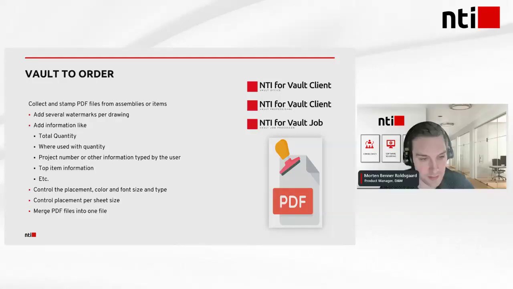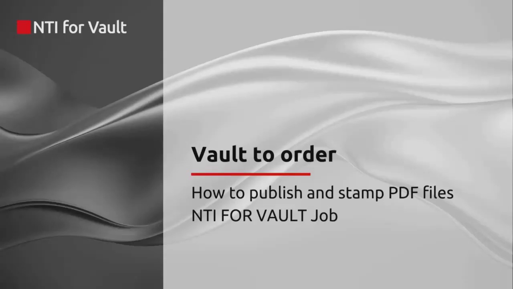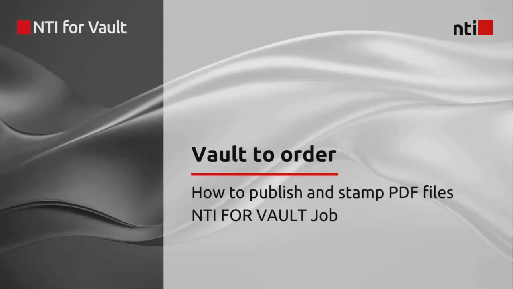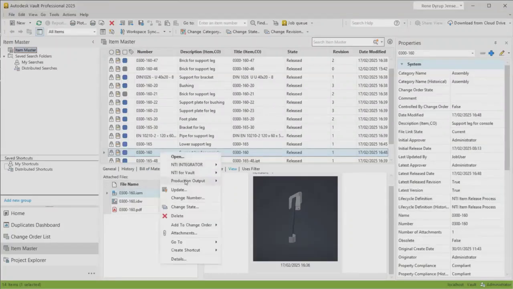And of course, we can add a lot more than that. We can control the placement of this watermark and the color and the font size to make it look exactly like we want to. And we can also make it dependent on the sheet size. And finally, we can merge the PDF files into one file. So we have collected all these PDFs into a single PDF with these watermarks on. I will just show you how that could be done, and it can of course be configured to fit your business. Let's see. So here in the Vault client, we have highlighted the item.